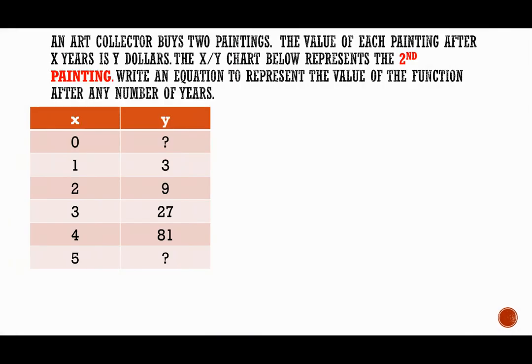All right. And same art collector, this is the second painting. I want to write an equation. Same deal. If you want to write an equation, you got to know what kind of equation you're writing, linear versus exponential. How do I know? I take a look at my y values after double checking that my x's are in fact increasing by just 1 every time. Okay, they are.